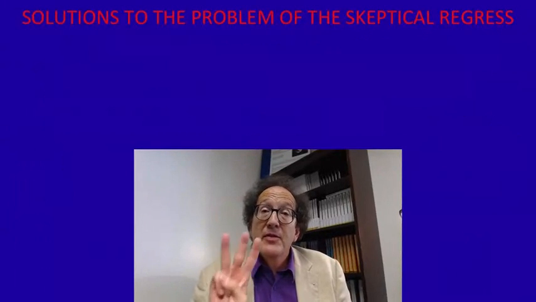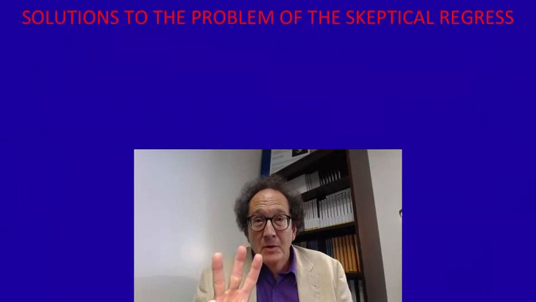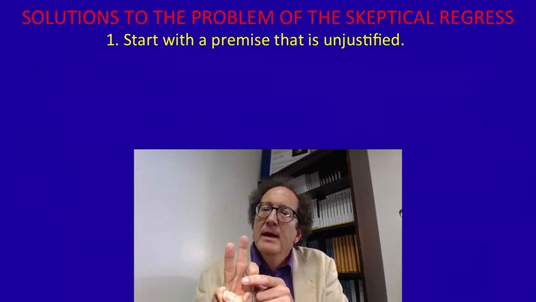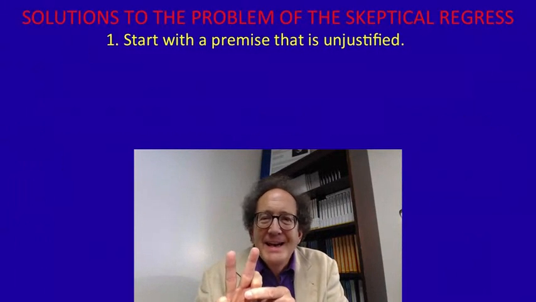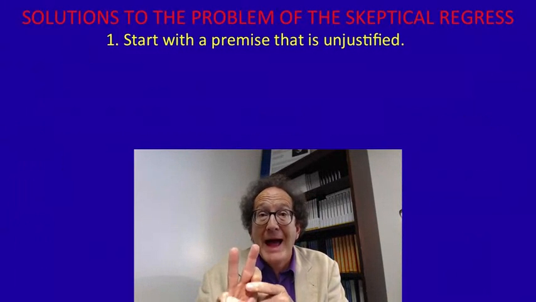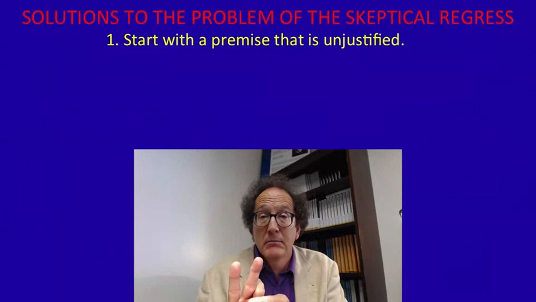There seem to be only three ways to get around the skeptical regress. The first is to start with a premise that's unjustified. If it's unjustified, then it doesn't need an argument to back it up. And that means that you're not going to have this chain of arguments going back and back and back.